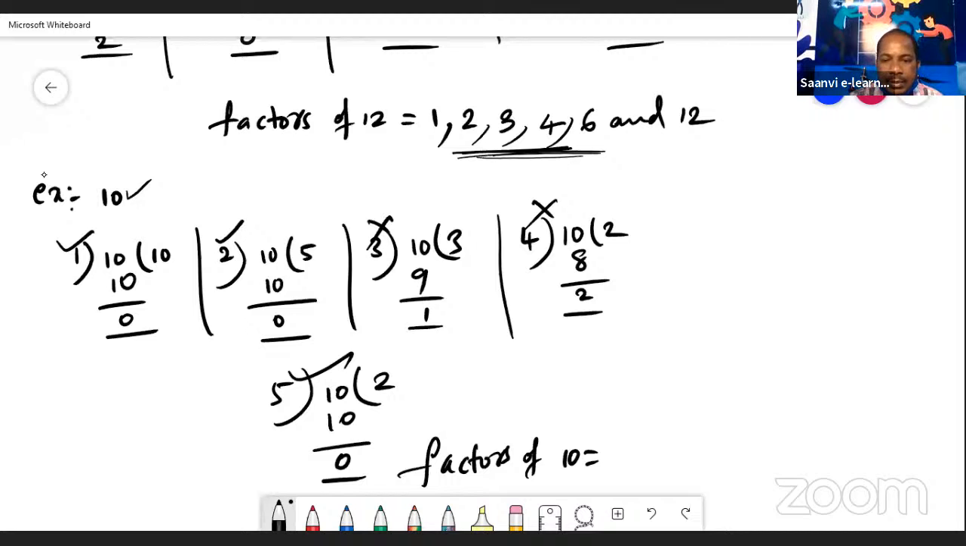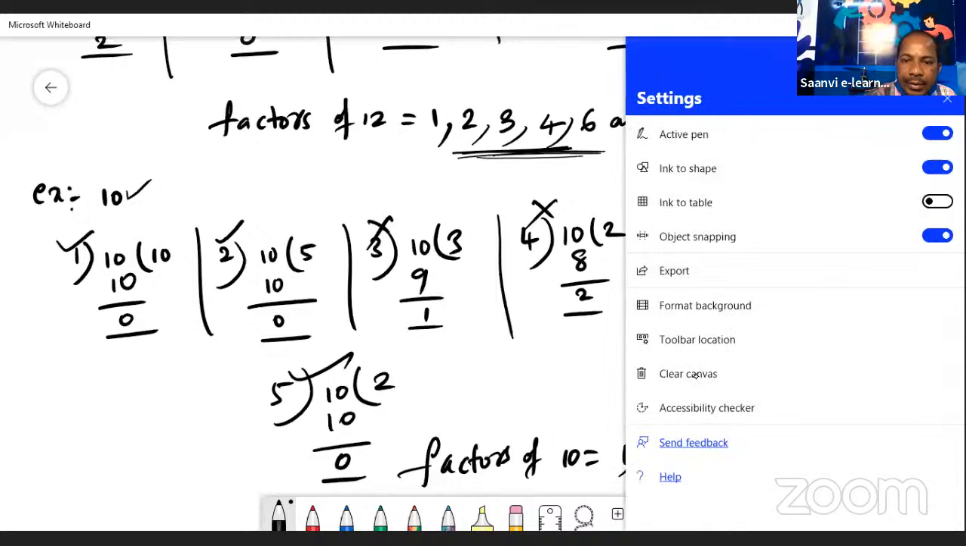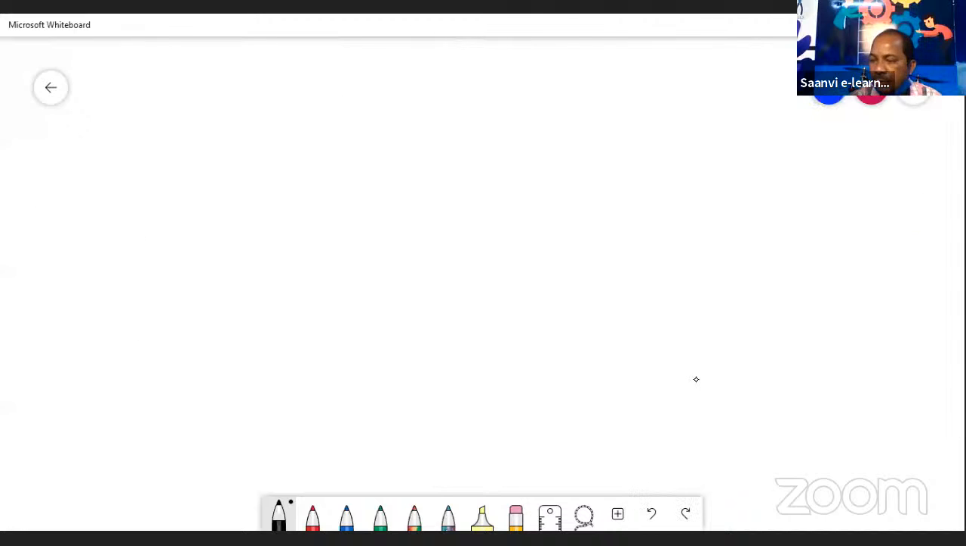1 divides exactly. 2 also divides exactly. 3 does not divide. 4 also does not divide. 5 divides exactly. And also 10. So the numbers 1, 2, 5 and 10 are the factors of 10. Okay. So like this, a number which divides the given number exactly is called a factor of the given number. Now let us see how to find the factors.